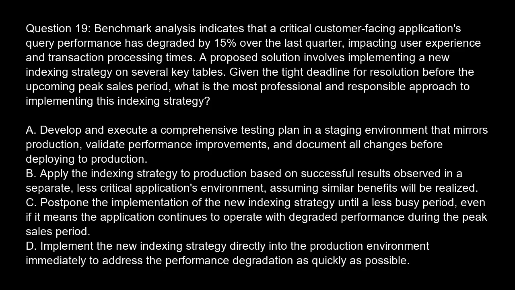Option A. Develop and execute a comprehensive testing plan in a staging environment that mirrors production, validate performance improvements, and document all changes before deploying to production. Option B. Apply the indexing strategy to production based on successful results observed in a separate, less critical applications environment, assuming similar benefits will be realized. Option C. Postpone the implementation of the new indexing strategy until a less busy period, even if it means the application continues to operate with degraded performance during the peak sales period. Option D. Implement the new indexing strategy directly into the production environment immediately to address the performance degradation as quickly as possible.